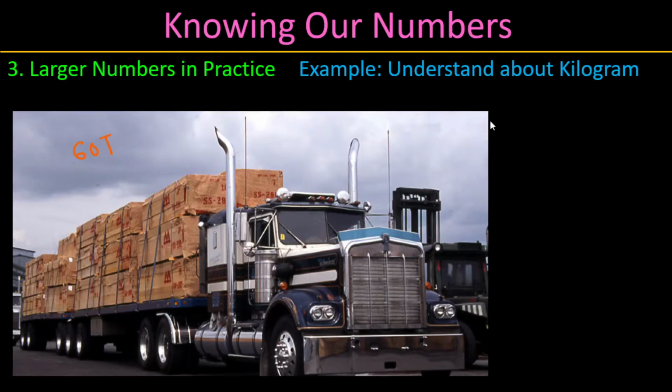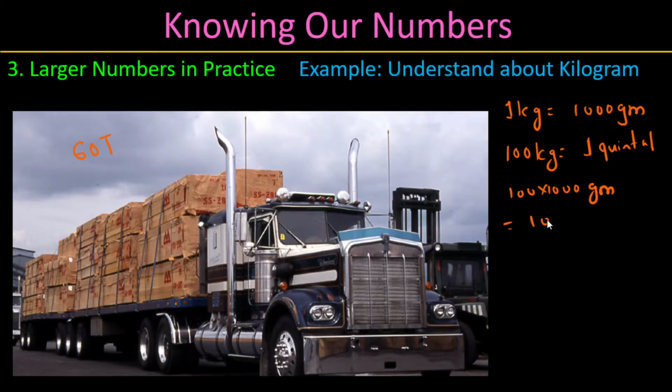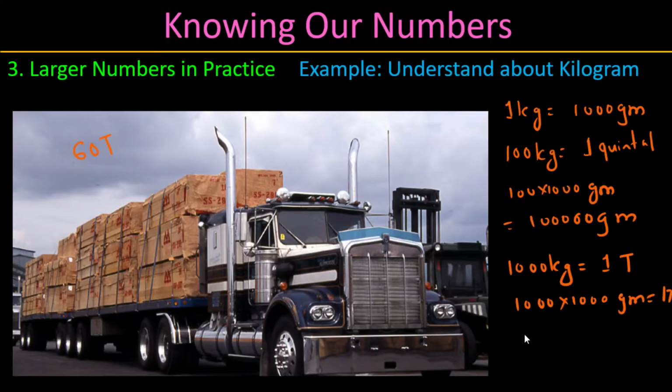Let's interpret that. First, 1 kg equals how much? 1000 gram. Now let's make it 100 kg equals how much? 1 quintal, and it is 100 into 1000 gram, which is 100000 gram, and this is 100 kg. If you go with 1000 kg, then it is 1 ton. 1000 into 1000 grams equals 1 ton. Here you see 6 zeros totally, 1000000. If you divide with commas in the Indian system, it is 10 lakh grams. If you talk in the international system, it's 1 million gram.